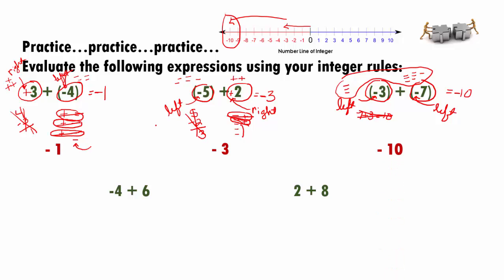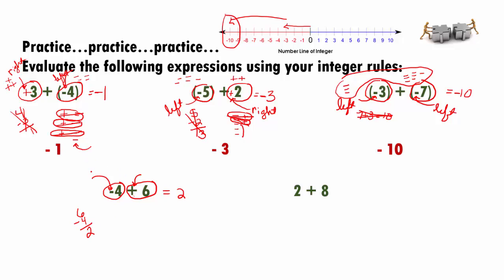Next one, are the signs the same or are the signs different? Again, if there's no sign in front of the 6, I know it's positive. You could even just put that plus sign with it. Are those signs the same or are those signs different? Well, that's a negative right in front of the 4. That's a positive right in front of the 6. Signs are different. I'm going to find the difference. 6 minus 4 is 2.